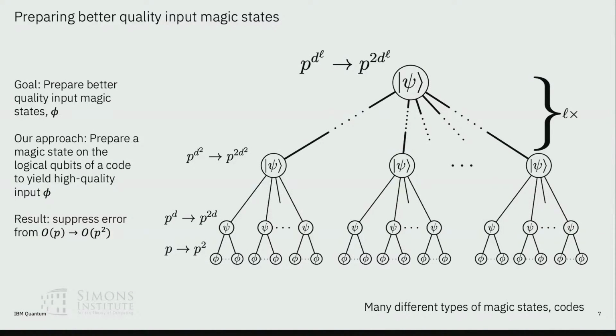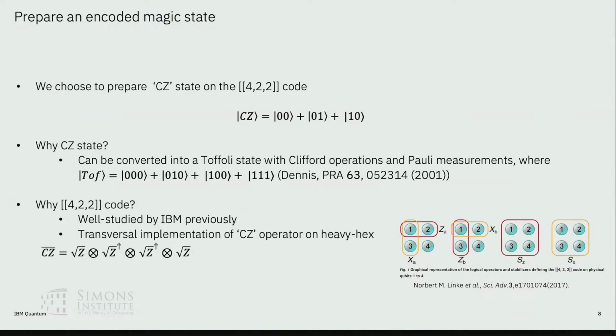There are many different types of magic states, and there are different codes. For our work, we chose to prepare the CZ state on the 422 code. The 422 code was discussed earlier. This one is just on the physical qubits, so just a 4-qubit code. The CZ state is defined here, and we prepare the CZ state. It's an interesting state. It could be converted into a Toffoli state using just Clifford operations and Pauli measurements. The 422 code was one of the early codes that we studied at IBM, and it can also easily have a transversal implementation of CZ operators on our heavy hexagon lattice.